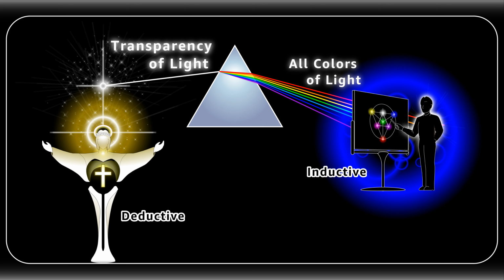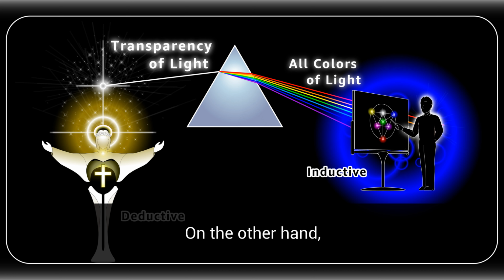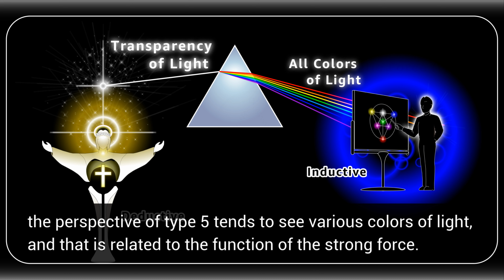This figure represents the function of the brilliancy diamond. The perspective of type 1 tends to see clear light, and that is related to the function of the electromagnetic force. On the other hand, the perspective of type 5 tends to see various colors of light, and that is related to the function of the strong force.